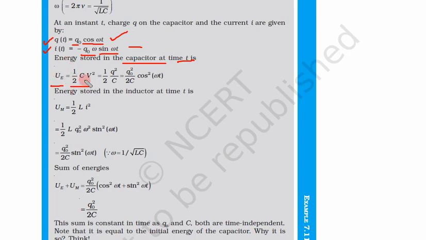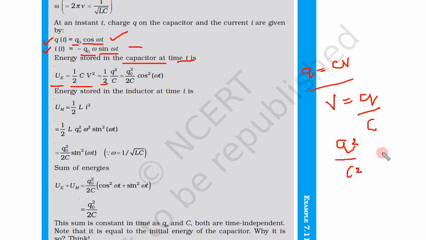The formula is half CV square, and from Q equal to CV, we converted this formula. Since V is equal to Q by C, we put this value. So V square is Q square by C square, and one C was already there, so one power is gone, and we get Q square by C. So half Q square by C. This is our electrical energy.